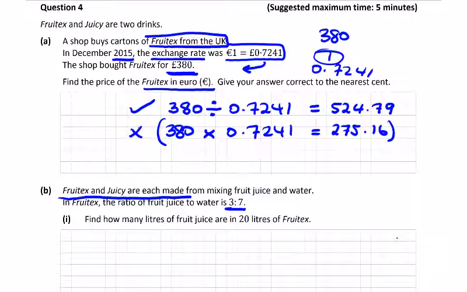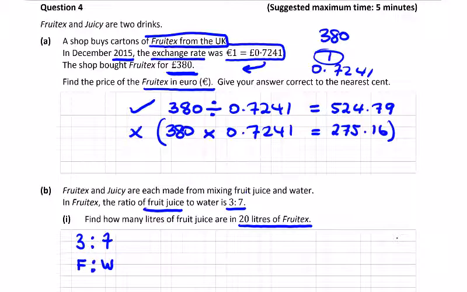Fruitex and Juicy are each made from mixing fruit juice and water. Okay, in Fruitex, the ratio of fruit juice to water is 3 to 7. Just going to write it out again here, 3 to 7. Find how many liters of fruit juice are in 20 liters of Fruitex. So fruit juice to water is 3 to 7. That would be the same as 6 to 14. You can kind of see this one. And 6 and 14 is 20, so that would be 6 liters of fruit juice to 14 liters of water.